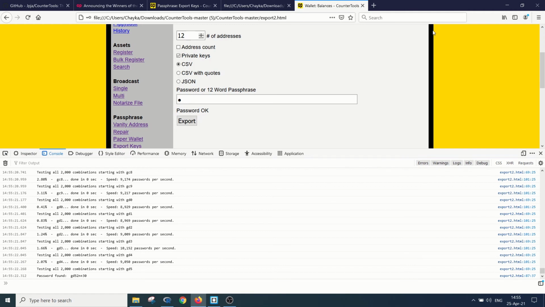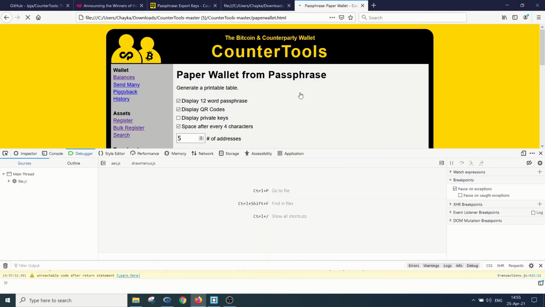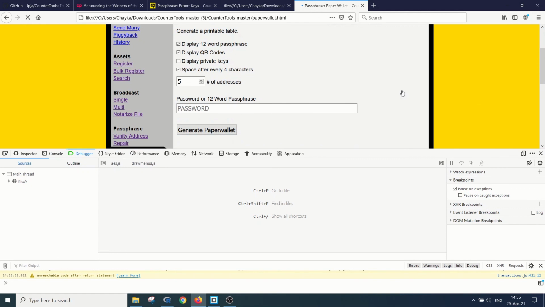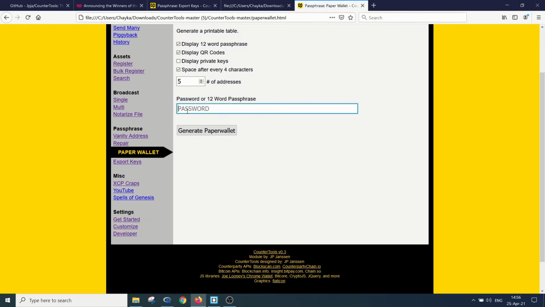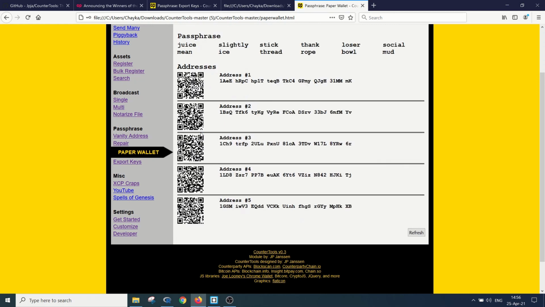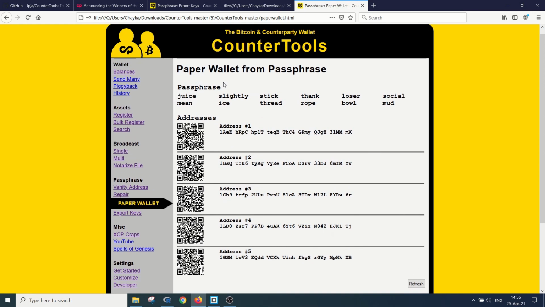Yeah, there you have it. There's the password. So let's see. Okay, then we can make a paper wallet. And there we have it: the passphrase, the addresses, and so on.